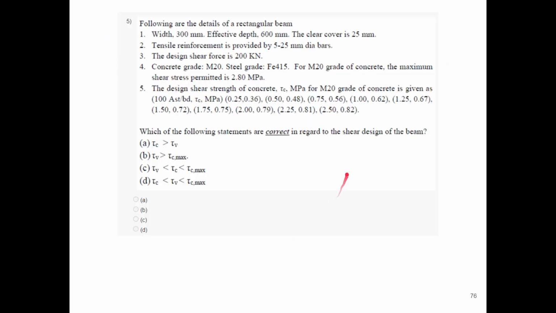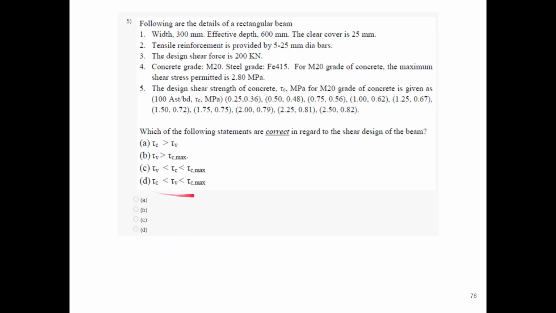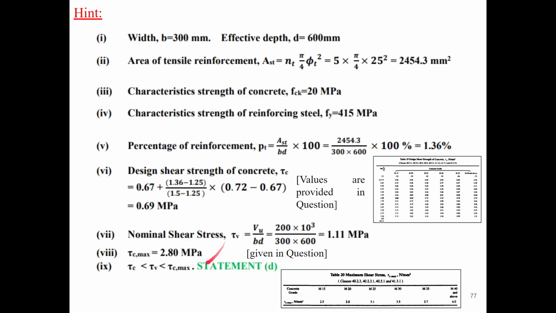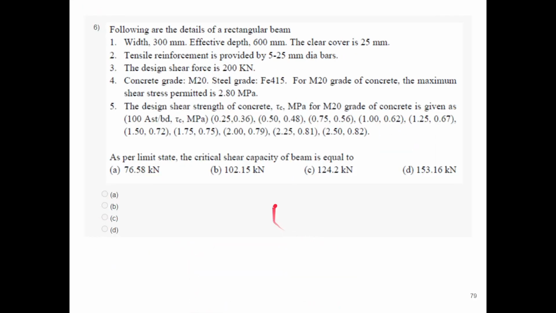And tau c max value is how much? Tau c max value is 2.8, right? So 2.8 is even greater than 1.11. So tau c is less than tau v is less than tau c max, okay? So yeah, this D option will be the correct option. So statement D is the correct option. So as you can see, it is the correct option.